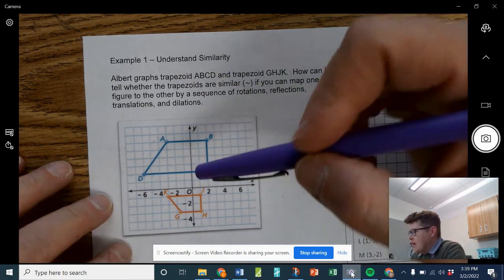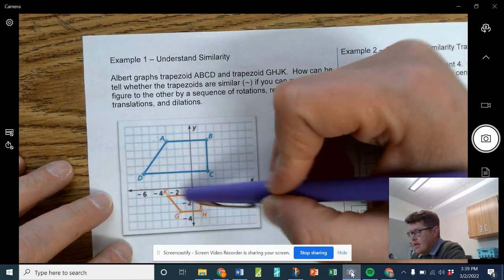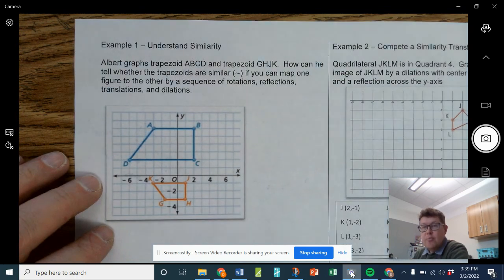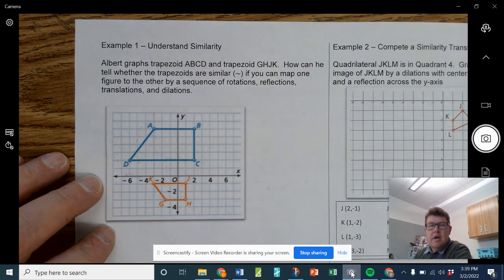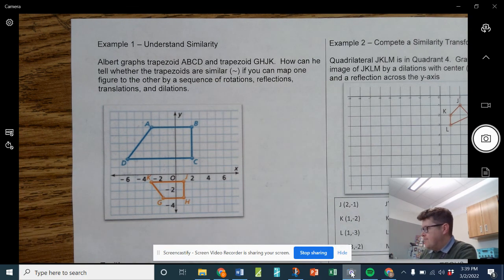So basically, we're going to figure out if we can get this triangle to this triangle by doing a sequence of transformations, so more than one transformation. Obviously, we know we're going to have to do a dilation, and it looks like we're probably going to have to do a reflection as well.